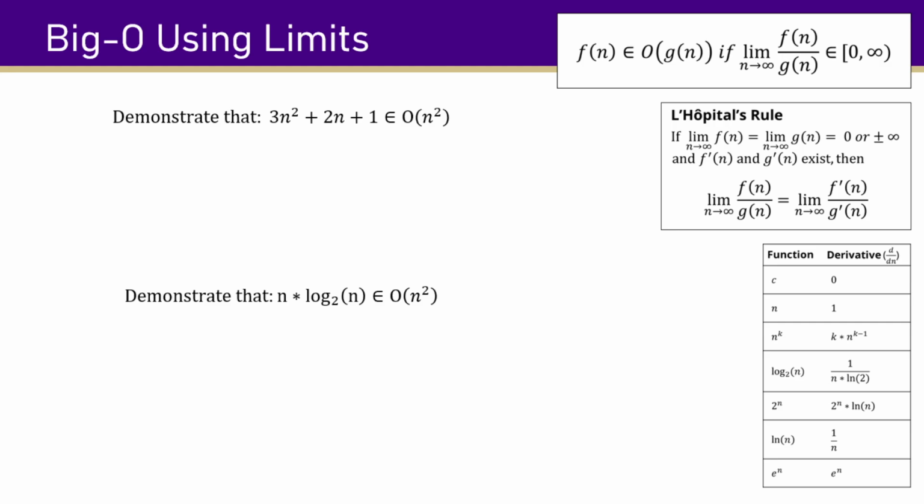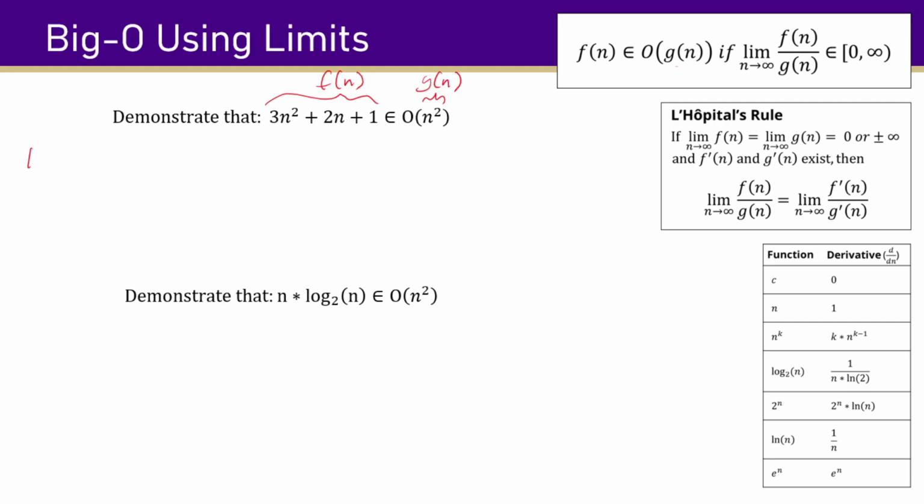So we can also demonstrate that something is in big O of something else using the limit definition up here, right? We're able to set up this limit, solve it, and then see if it's in this range to demonstrate that something is in big O of g of n. So this is a much more straightforward method. Right here is our f of n in this case, and right here is our g of n.